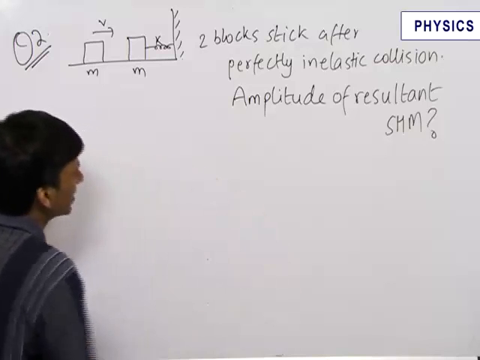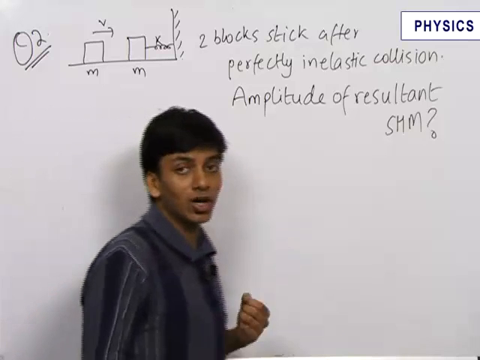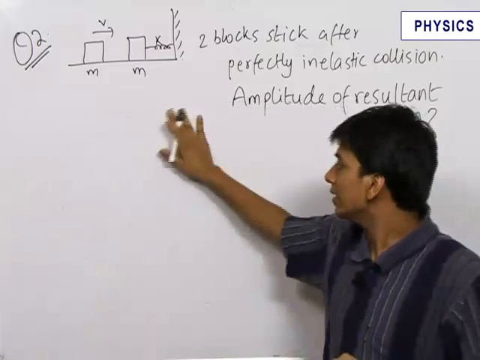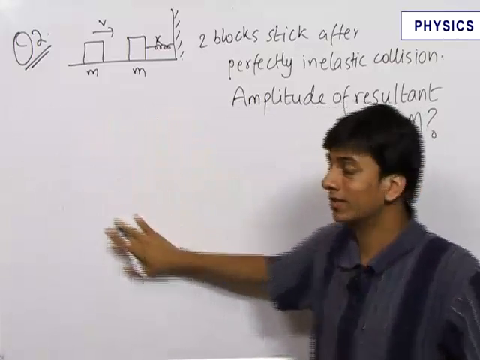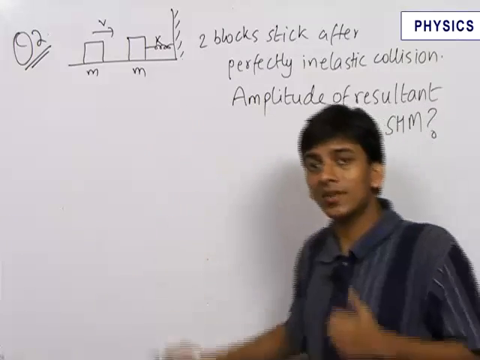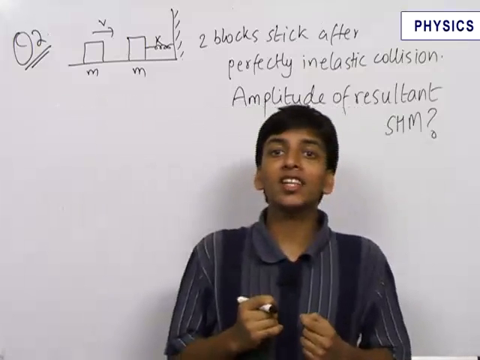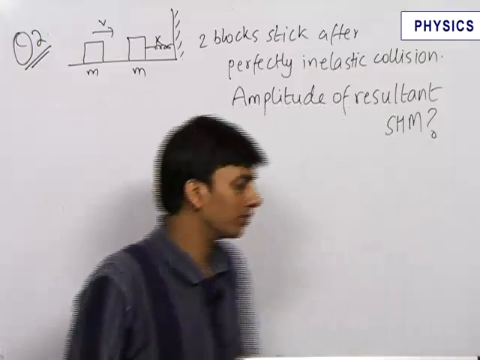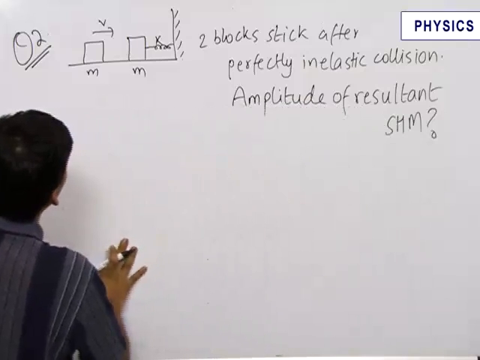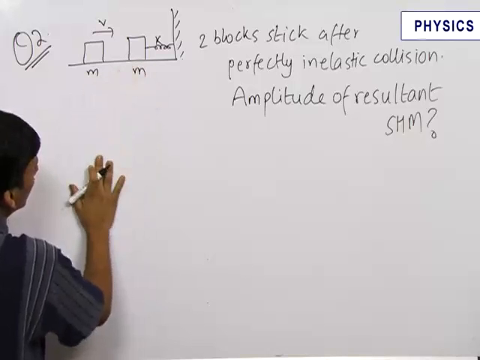Now, for solving this question, the first thing that should come to your mind is that you have to use the concept of energy here. An SHM has a very important property: the total energy of an SHM is always conserved. So we use this property over here. First of all, let us find out what happens after collision.